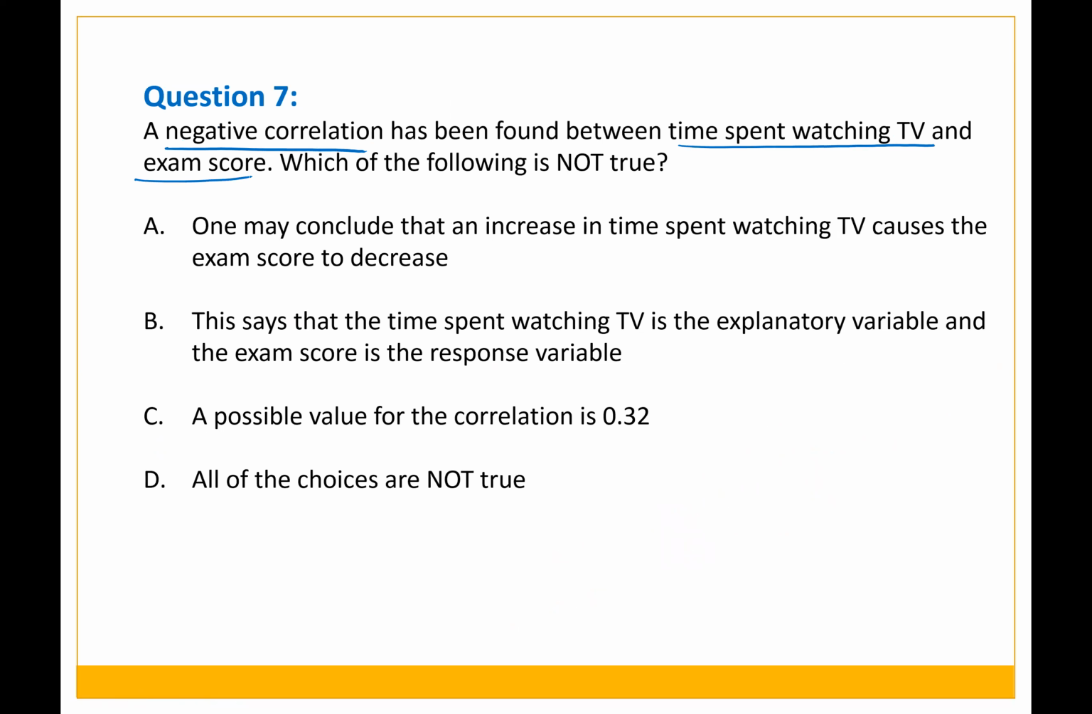One may conclude that an increase in the time spent watching TV caused the exam score to decrease. I mean, there's a correlation, but you don't know whether it's an observational study or a randomized experiment. So that might be true or that might not. But it's more likely that it's not true because you're lacking the specification of whether it is a randomized experiment or an observational study. This says that the time spent watching TV is an explanatory variable and the exam score is a response variable. Again, this is not really the case.